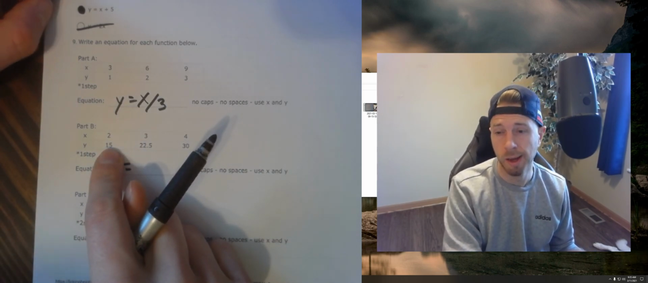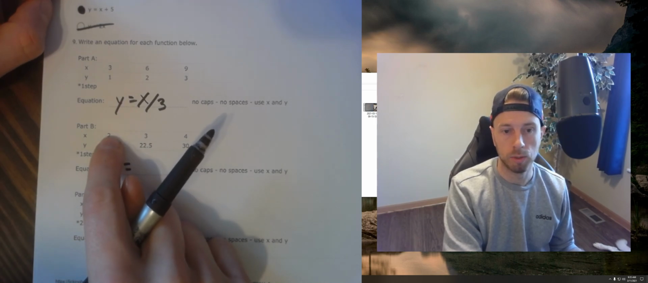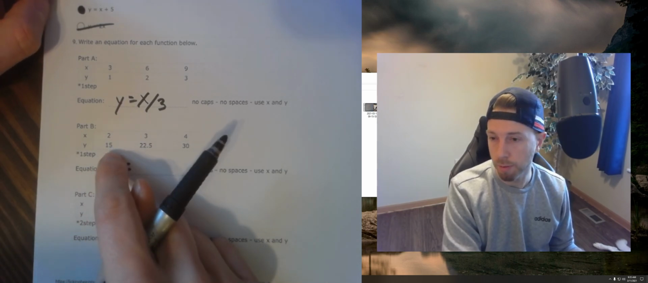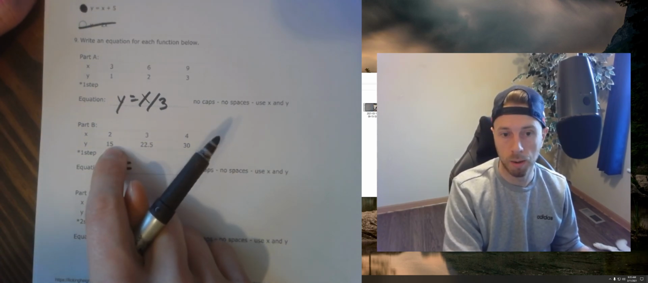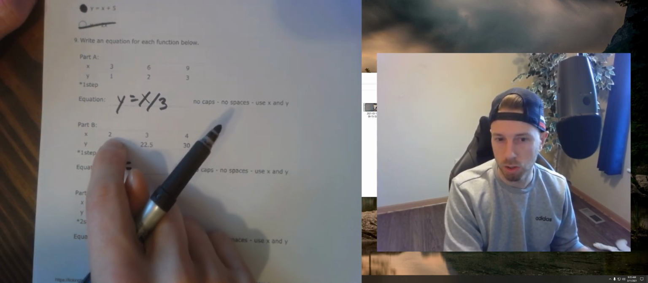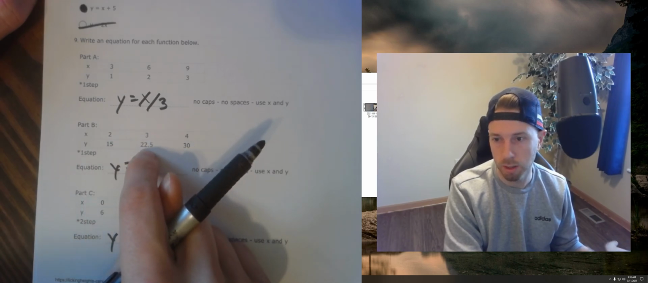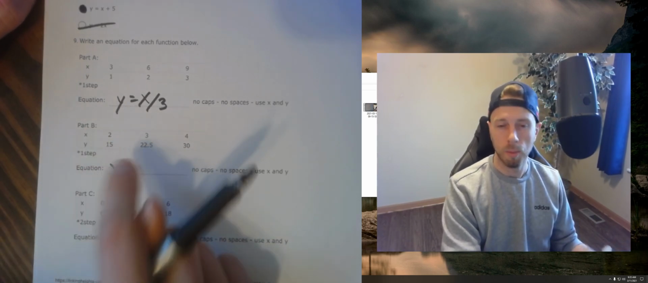We could be adding, we could be multiplying. 2 times something will give you 15. It could be a decimal because we have a decimal here. It's not going to be addition because 2 plus 13 here and 3 plus 13 doesn't work. So it's going to be multiplication. But what are we multiplying by?